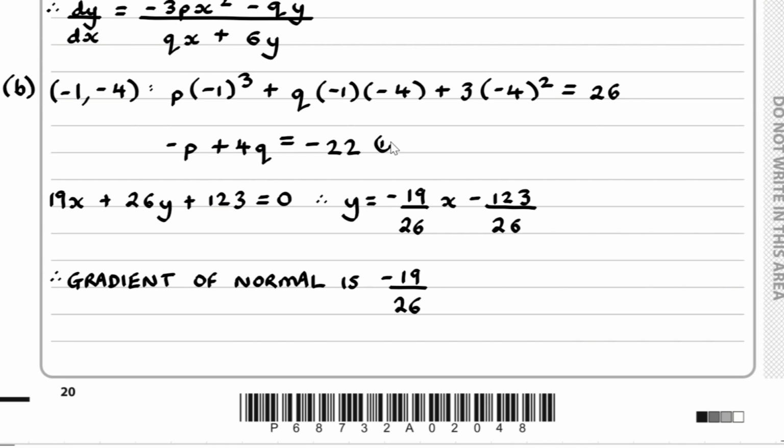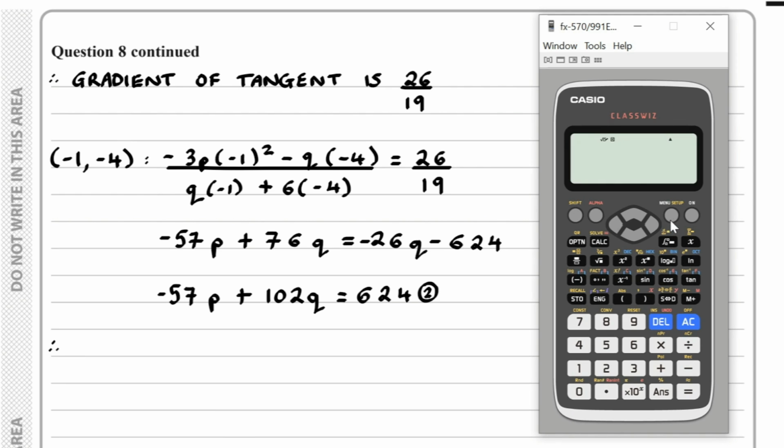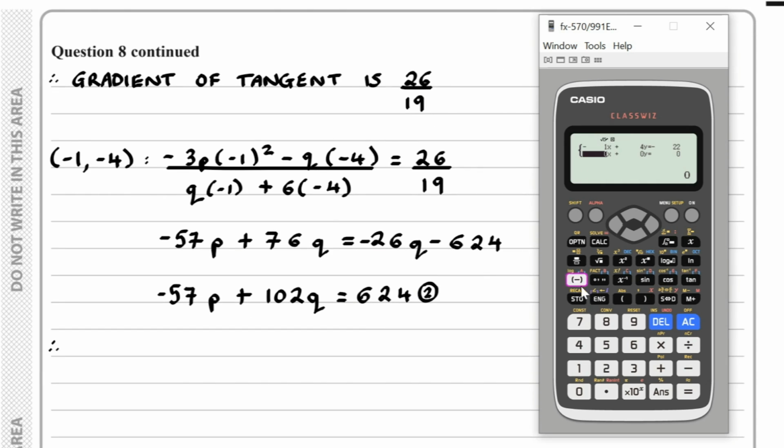We have equation 1 and equation 2, which we can solve simultaneously to find out the values of p and q. So therefore, if we use the simultaneous equation solver on our calculator, for the first equation, we've got -1p plus 4 times by q equals -22. For the other equation, we've got -57p plus 102q equals 624.